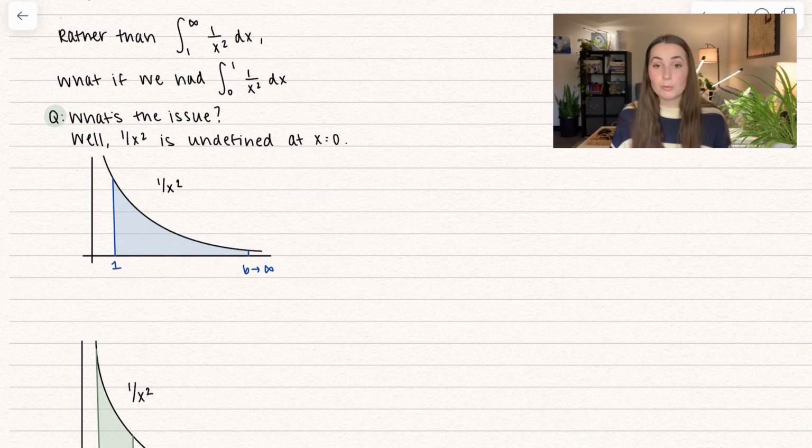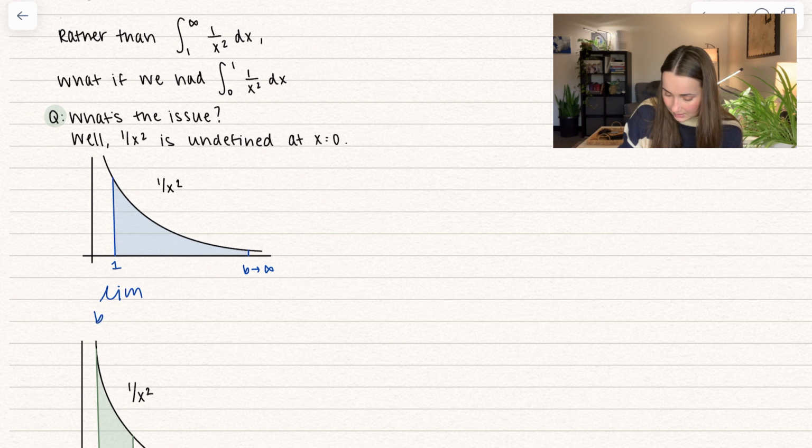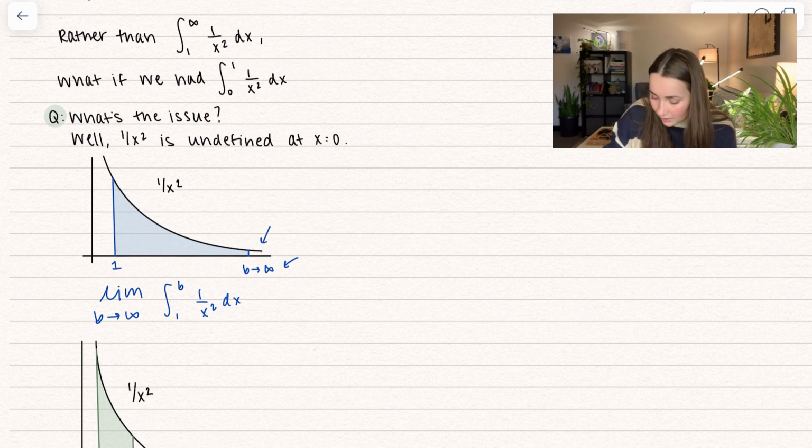So here is the normal integral that we looked at in our last video, right? We take the limit as b approaches infinity and we replace that. So we have 1 to b of 1 over x squared dx. So b, as we can see, is going off to infinity, and we can see that our function gets so close to the x-axis that it's not going to add any area anymore.